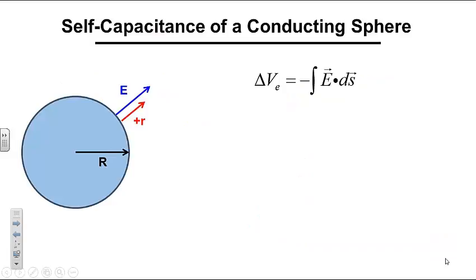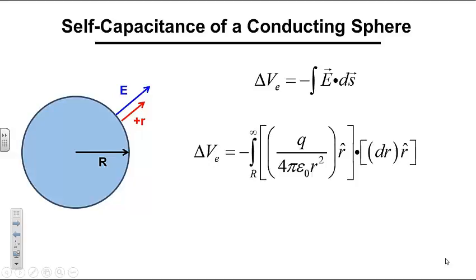The first step in this calculation is to determine the potential difference between the surface of the conductor and a position infinitely far away from the conductor. This involves an integration of the electric field of the conductor. We can determine the electric field using Gauss's law and assume that the conducting sphere carries a net charge Q distributed uniformly across its surface.